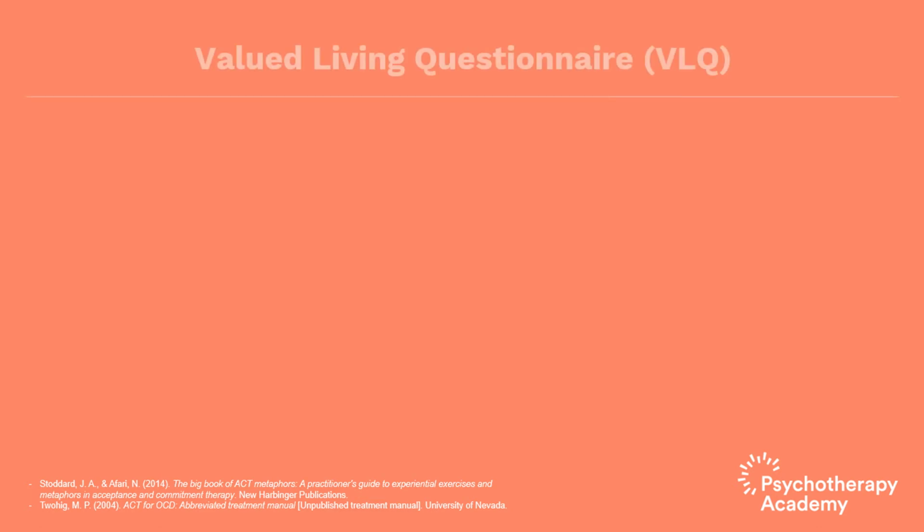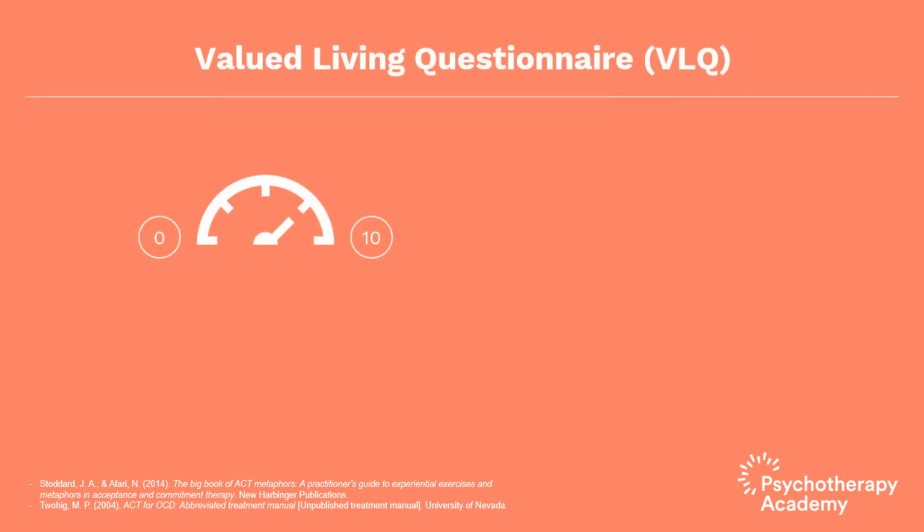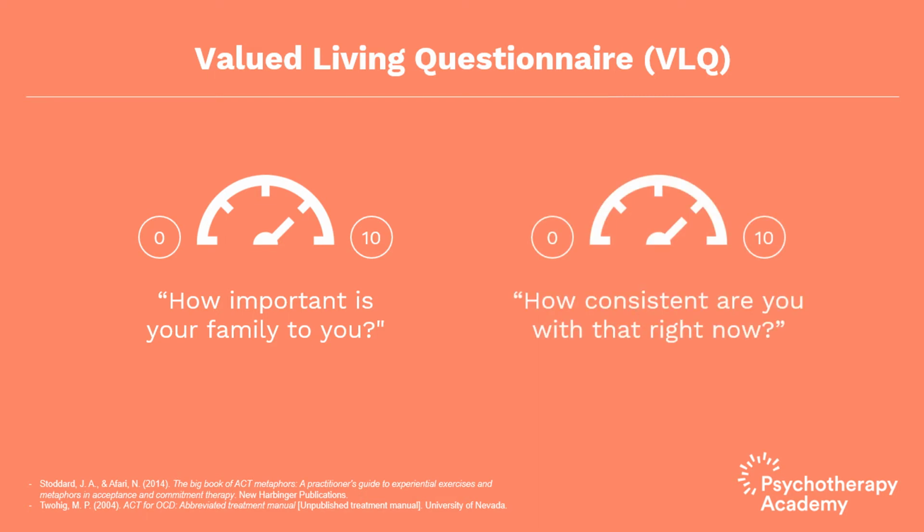Say, okay, family is important to you. Scale 0 to 10. How important is your family to you? This person might say, oh, they're an 8. Say, okay, when you think of the ideal way of how you would be living this value, how consistent are you with that right now? Same 0 to 10. Let's maybe look at the past 2 weeks. How consistent have you been with this value of family, particularly on how you want to be within it? They might say, I've been really probably about a 3.